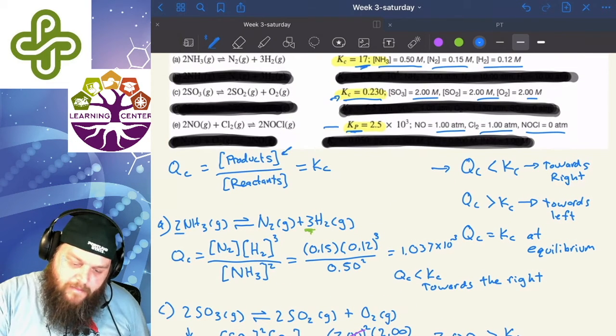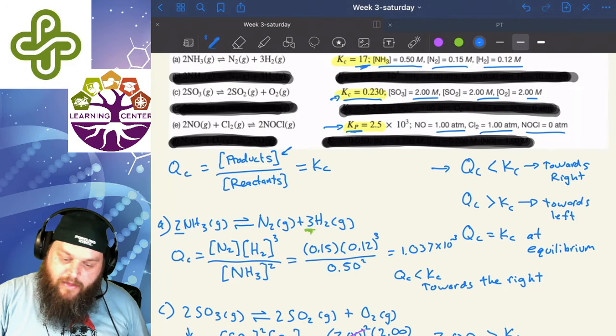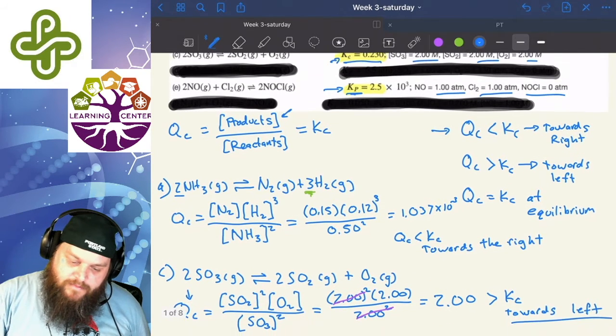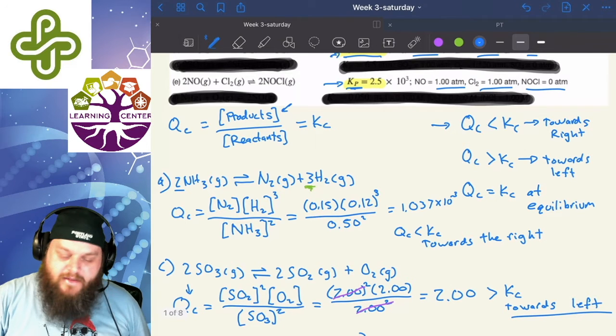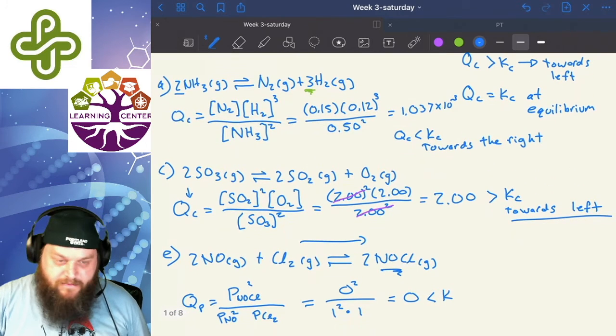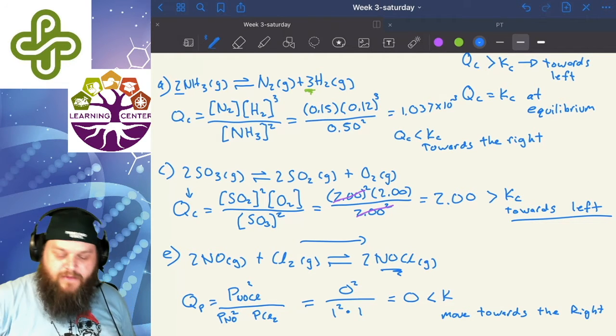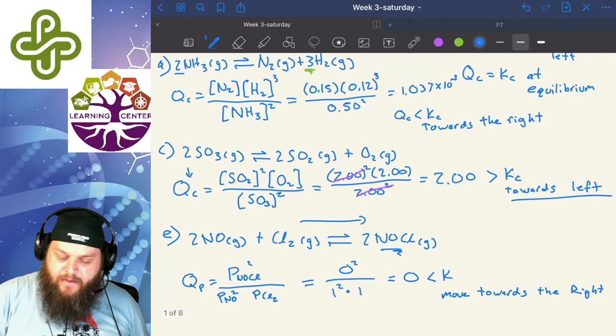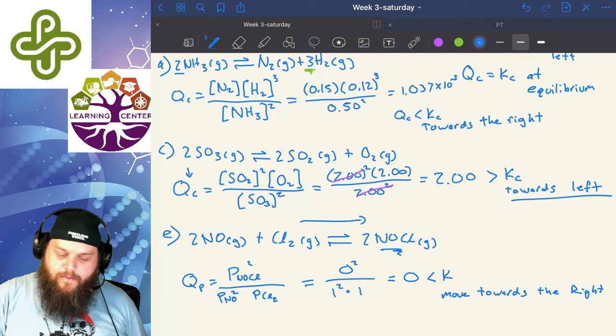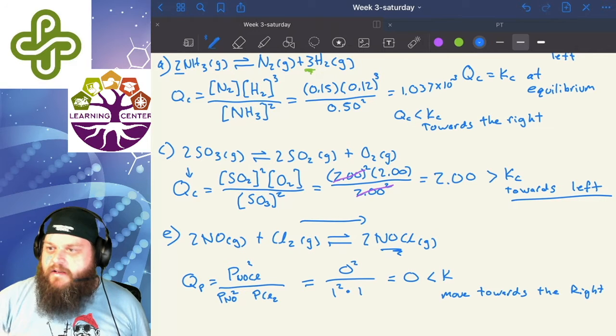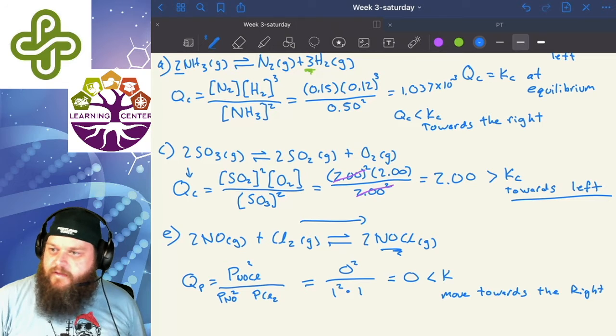And sure enough, K is 2.5 times 10 to the third power, which is much greater than 0. So this is going to move towards the right. And it follows our standard rules for that. If you ever had an instance where you had 0 on the bottom, which means you have all product, no reactants, obviously we call that undefined because we're dividing by 0, but that's obviously going to shift towards the left.